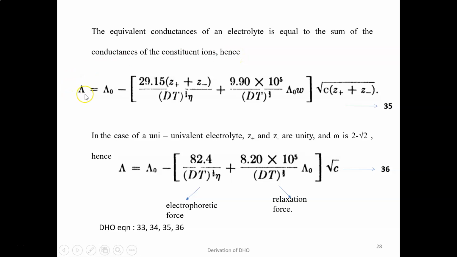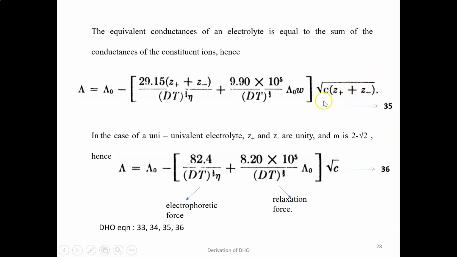So we can write lambda is equal to lambda 0 minus 29.15 multiplied by Z plus Z minus divided by (DT)^(1/2) eta plus 9.9 × 10^5 (DT)^(3/2) lambda 0 omega multiplied by root of C into Z plus Z minus. For univalent electrolyte, Z plus and Z minus are unity.